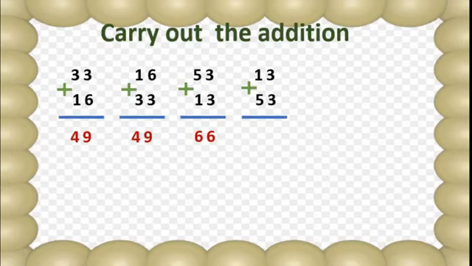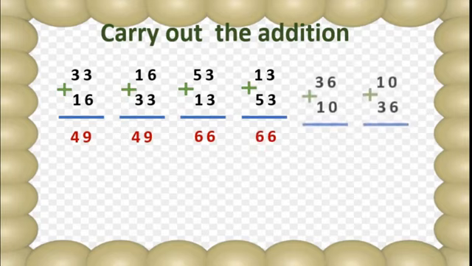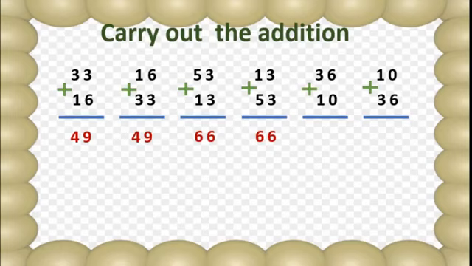Now here 13 plus 53. That is 3 plus 3 is 6. 1 plus 5 is 6. In the third pair, 36 plus 10, that is 6 plus 0 is 6, 3 plus 1 is 4. Now here in the last sum, 0 plus 6 is 6, 1 plus 3 is 4.